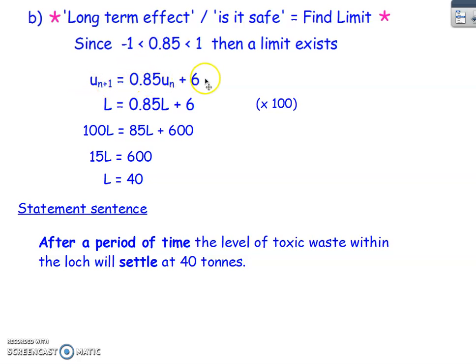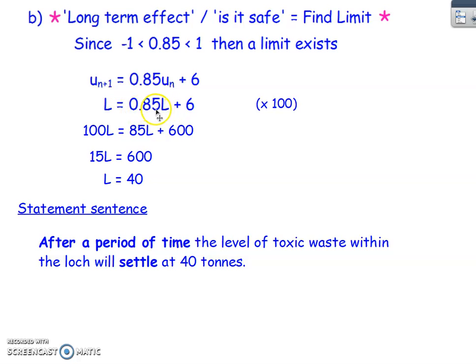We write in our recurrence relation, u(n+1) equals 0.85 u(n) plus 6. We replace u(n+1) and u(n) with L, because when it reaches the limit, the previous term and the next term are going to be the limit. They're going to be the same, so we can write L and L for both of them.